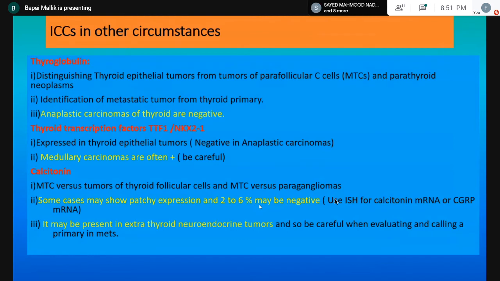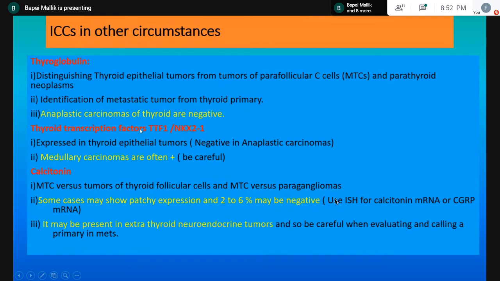Right. What about ICC in other circumstances? What about thyroglobulin? Thyroglobulin, of course, is very good in distinguishing thyroid epithelial tumors from medullary thyroid carcinomas and parathyroid neoplasms. And it is also very good when you are dealing with metastasis; you see thyroglobulin positivity, so you know it is coming from the thyroid. But anything in yellow is a pitfall. Anaplastic carcinomas of the thyroid, as I mentioned before, are negative. So not all tumors arising from the thyroid epithelial cells are positive. So anaplastic carcinomas of the thyroid are negative for thyroglobulin.